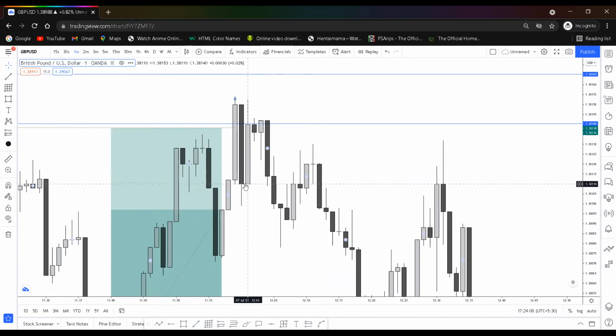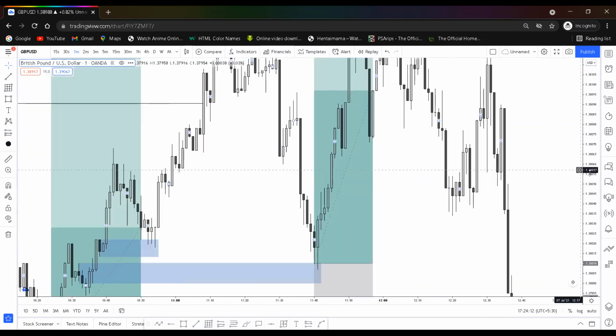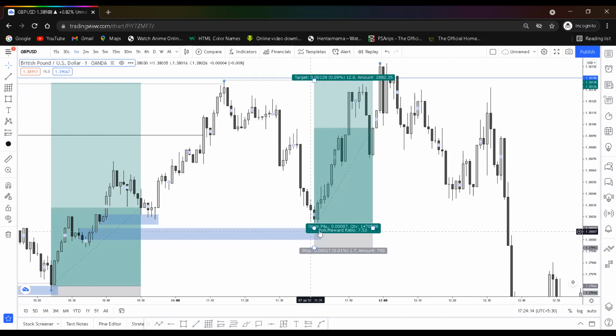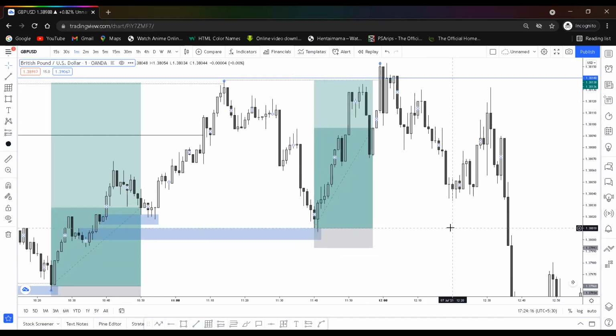And now you see how it got engulfed. Now, if I wait for a break of structure, it has to break this low. If I wait for a break of structure and then return to origin.